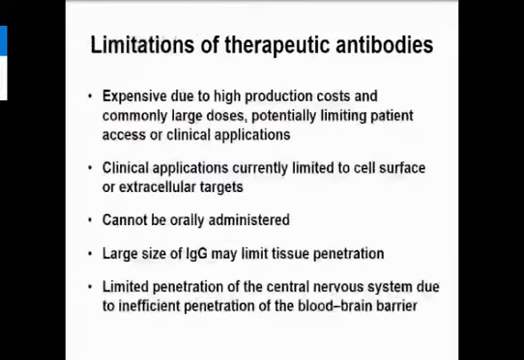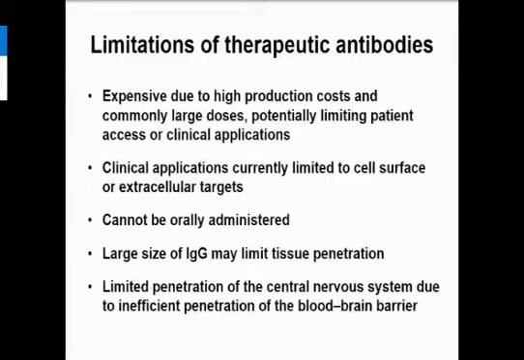There are some limitations. They're expensive. Small molecule inhibitors are very cheap to produce, but antibodies do have high production costs, and commonly you need large doses, and this can limit patient access and clinical applications. It can just be too expensive to treat a large number of patients.